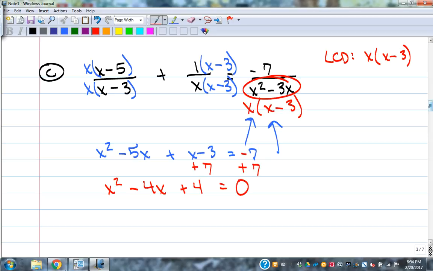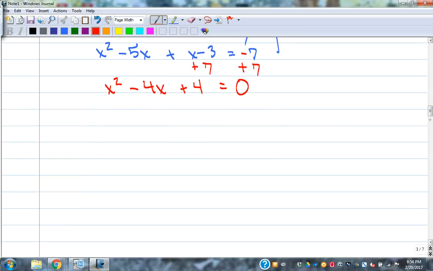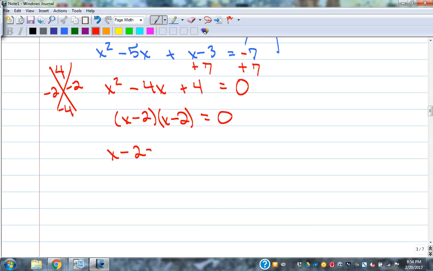Equal to 0 now. Now I got a quadratic equation equal to 0. I can factor that maybe. Multiply to be 4, add to be negative 4. Negative 2 and negative 2. Just happens to be the same one twice. So x equals positive 2 is my only solution.